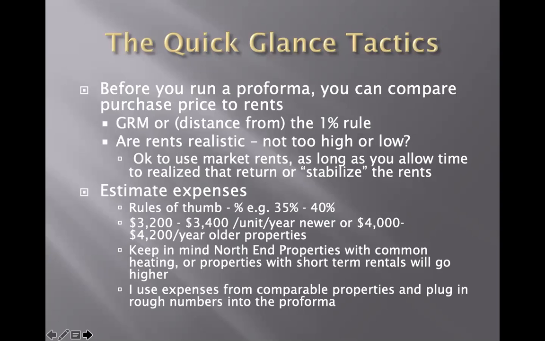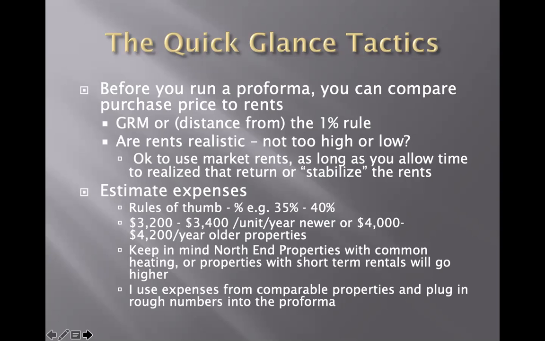So the quick glance tactics that you may impart once you first see a property might be comparing your purchase price to rents, running a quick GRM, that gross rent multiplier, or even using the 1% rule. Although I would say in this market, distance from it, because we're not hitting that, rents are not 1% of the purchase price. You're going to look at whether the rents are realistic. And if you're using market rents as well, making sure those are realistic as well, and in an amount of time that's comfortable for you to plan to budget to stabilize and to get them to be at that actual level.